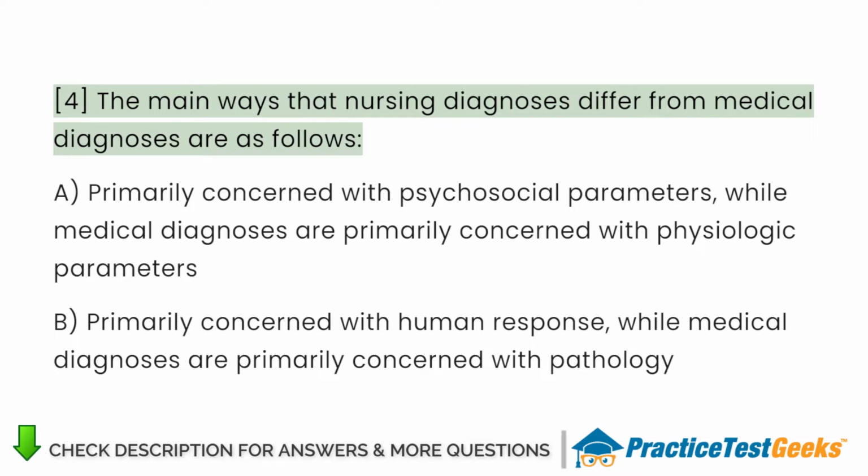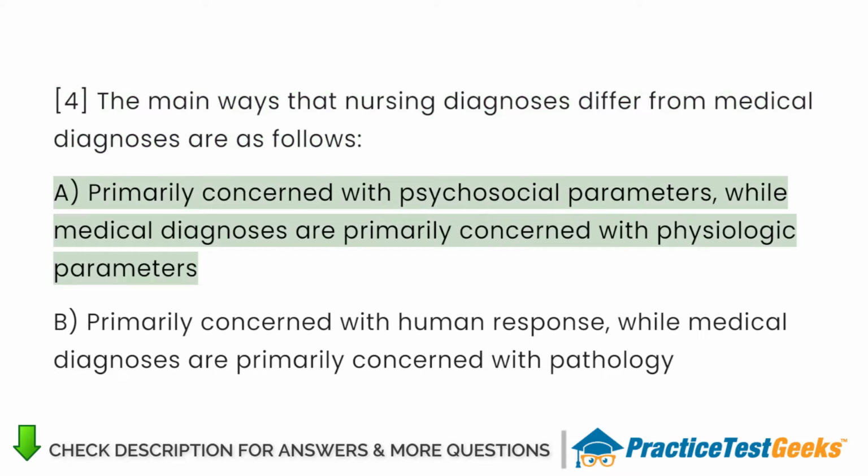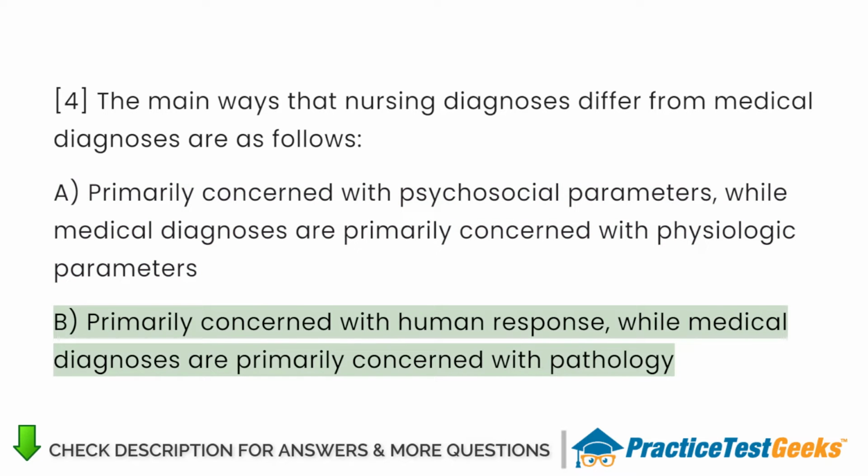The main ways that nursing diagnoses differ from medical diagnoses are as follows. A. Primarily concerned with psychosocial parameters, while medical diagnoses are primarily concerned with physiologic parameters. B. Primarily concerned with human response, while medical diagnoses are primarily concerned with pathology.